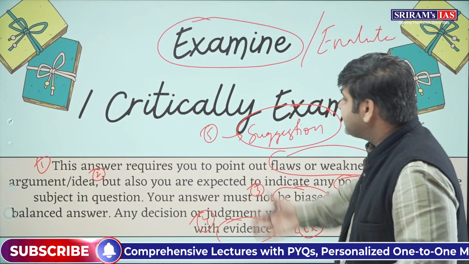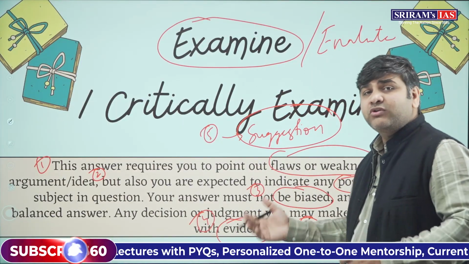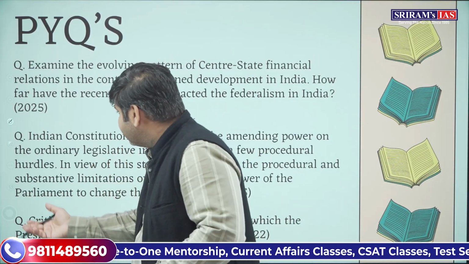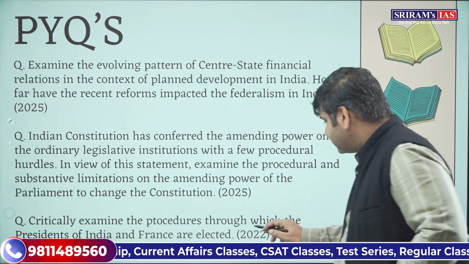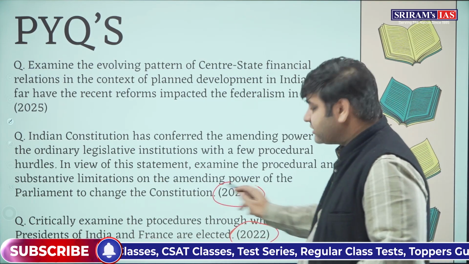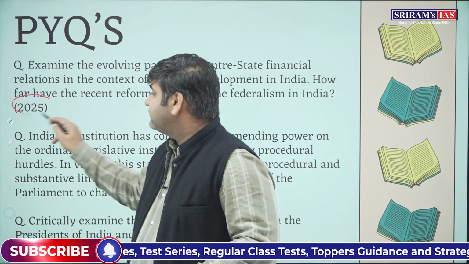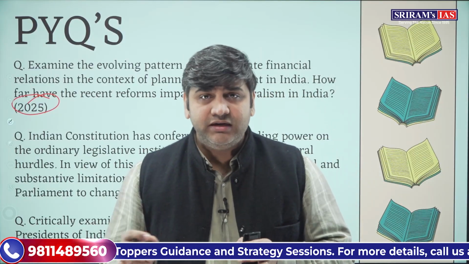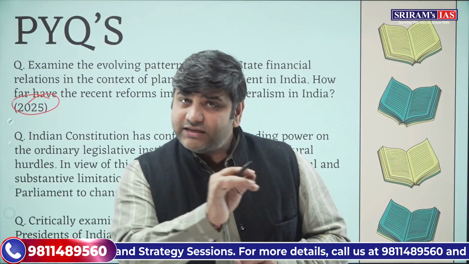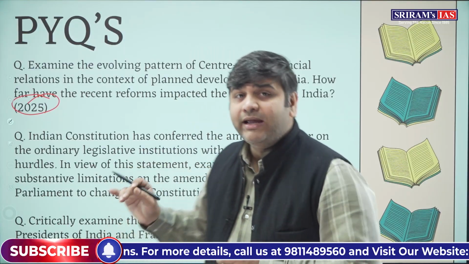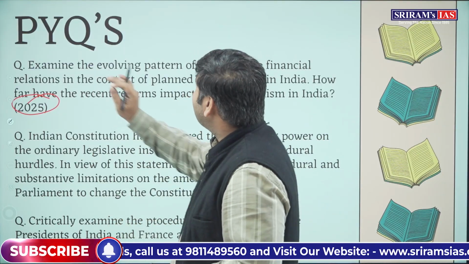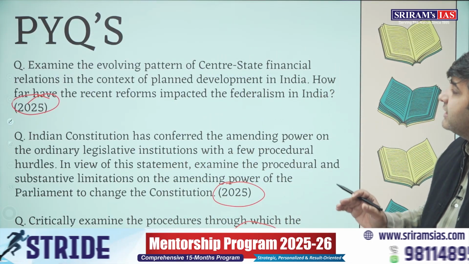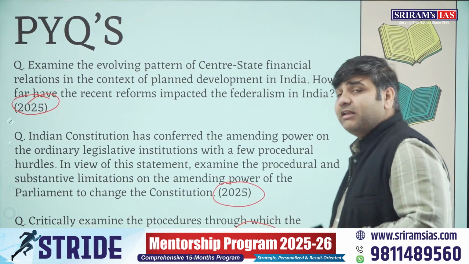Now let's understand this aspect of examine or critically examine through questions. If you see here, there are 3 questions. This is a 2022 question, 2025 and 2025. We just need to see how to use these words while writing the answer, how to hit the answer to its core while using these words. So: examine the evolving pattern of center-state financial relations in the context of planned development in India.